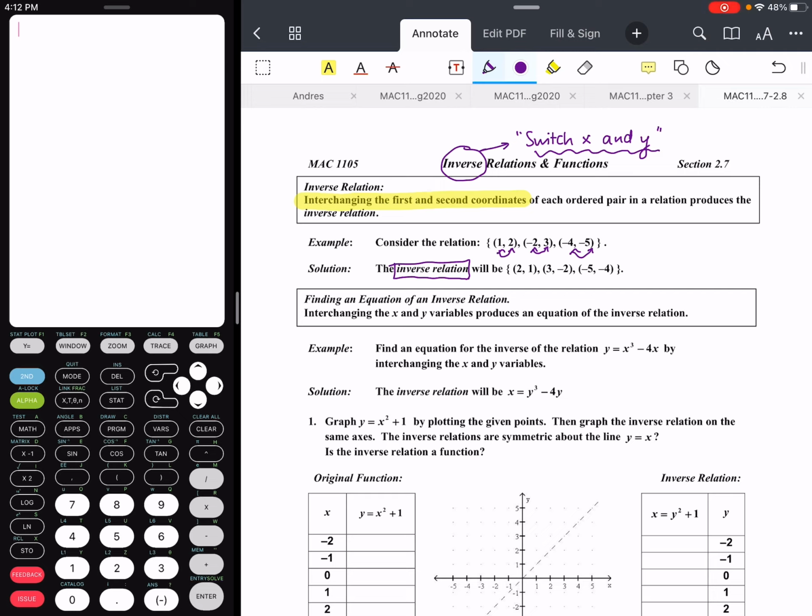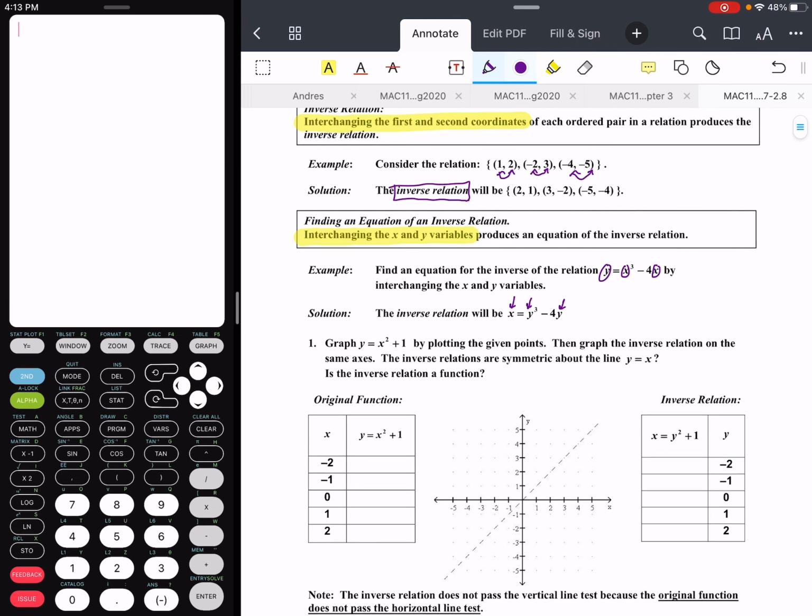All right, so in the next box, it says finding an equation of an inverse relation. Again, it says interchanging the x and y variables produces an equation of the inverse relation. So again, we're switching x and y. As an example, find an equation for the inverse of the relation y equals x cubed minus 4x. If you switch your y and make it an x, you switch x cubed to make it a y cubed, switch x there to make that a -4y. You have x equals y cubed minus 4y. So you're switching the x and y.